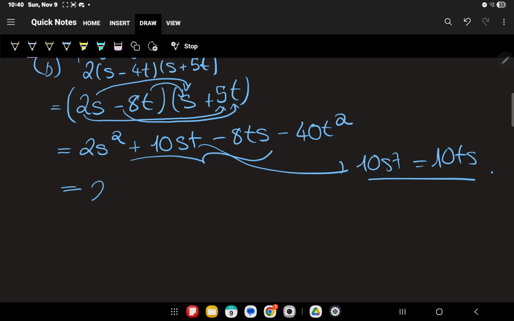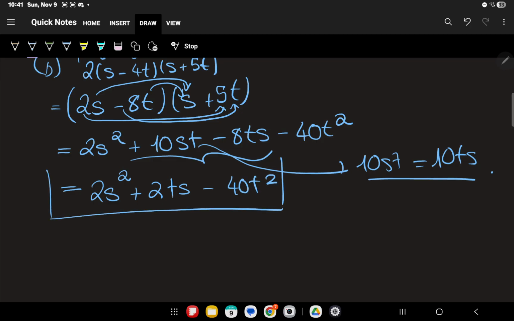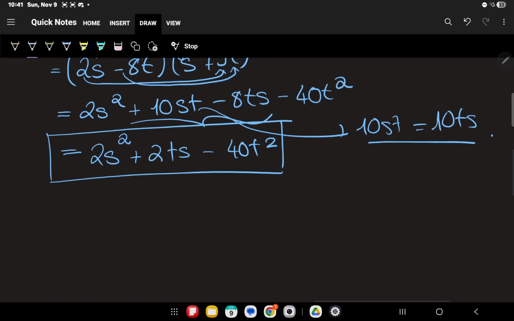Okay, so now you have 2s squared. Group these two together, so positive 10st, positive 10ts minus 8ts. So that is what? Positive 2ts minus 40t squared. That is your final answer.